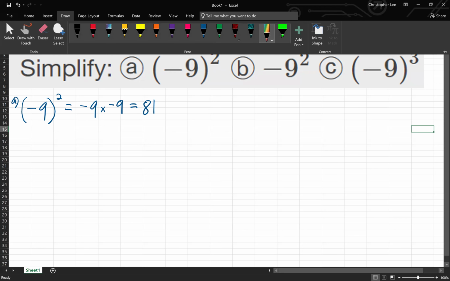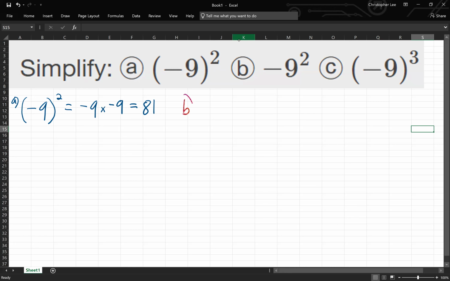Let's go for B. For B, I have -9 squared, right? And the answer will be negative 81, correct, -81, right? Because we remember that this is -1 times 9 times 9, right? So -81.